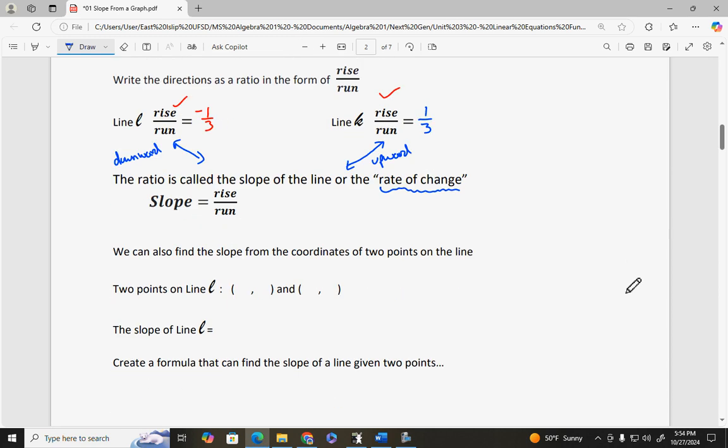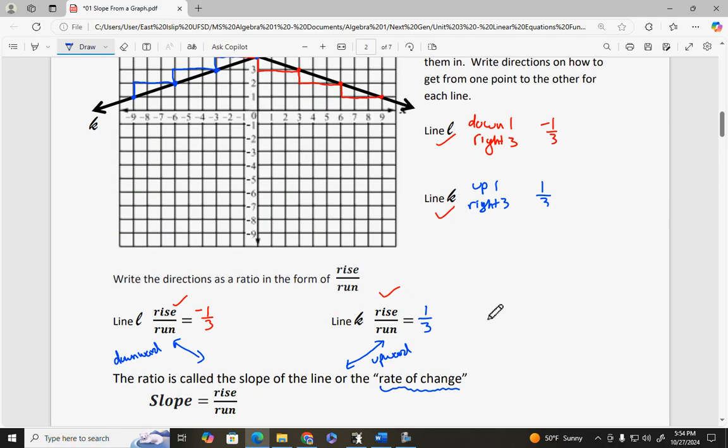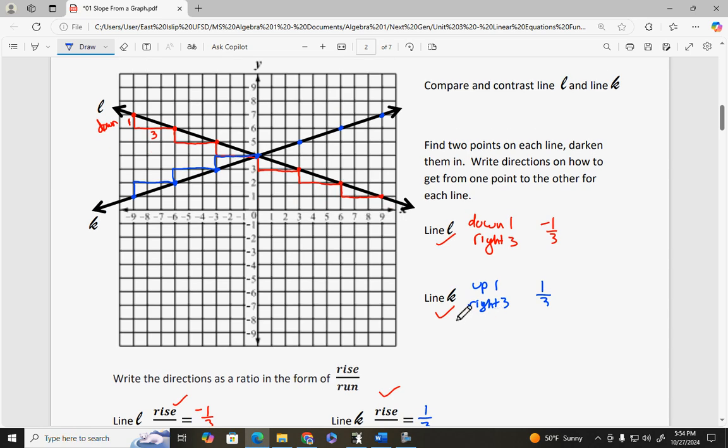Now, if I didn't have a line drawn, I could still find the slope. There's actually a formula that we can use to help us find the slope. So let's discover that formula together. We need 2 points on the line. It says that we want to look at line L, and you get to choose any 2 points. For note purposes, we're going to choose the same 2 points.